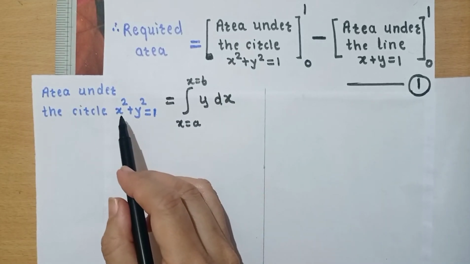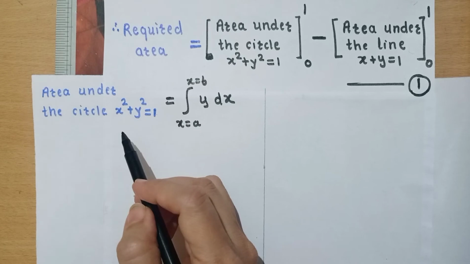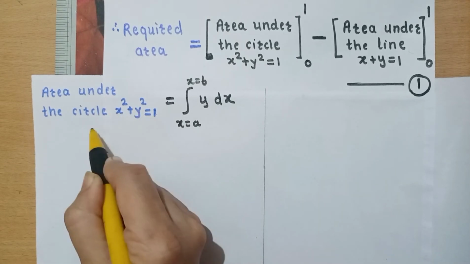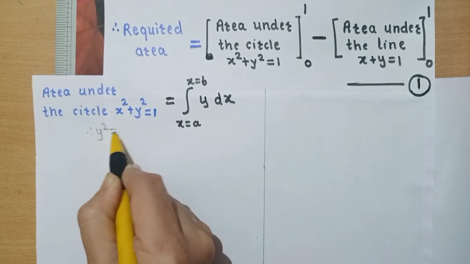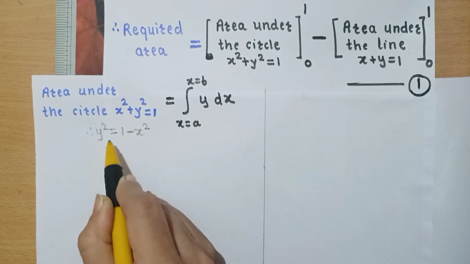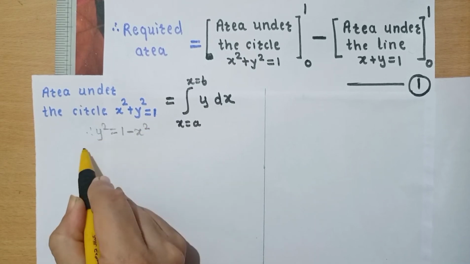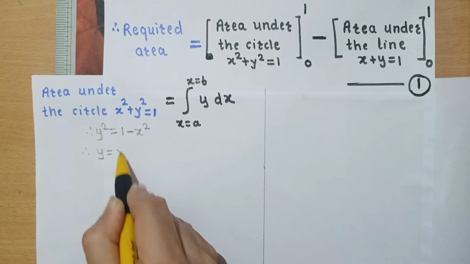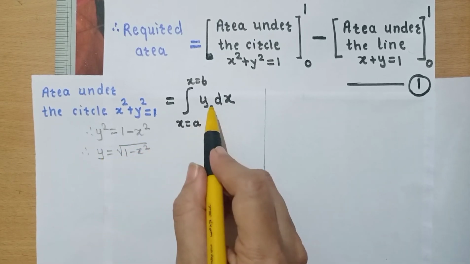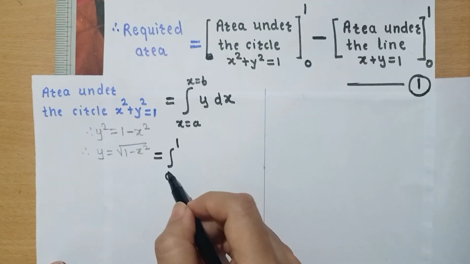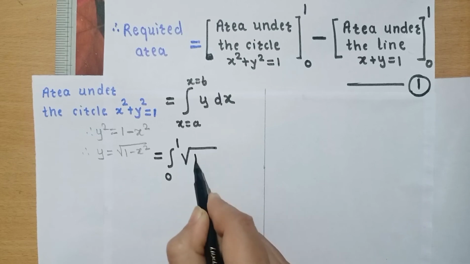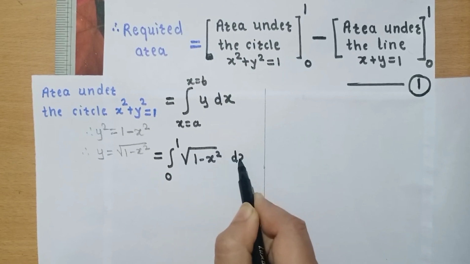So again from this equation we will find first y. Check now, x square plus y square equal to 1. Therefore y square is equal to, move x square that side, that means 1 minus x square, and taking square root on both sides we have y is equal to under root 1 minus x square. We will use the value of y here. This is equal to integration 0 to 1, now we will write this under root 1 minus x square dx.